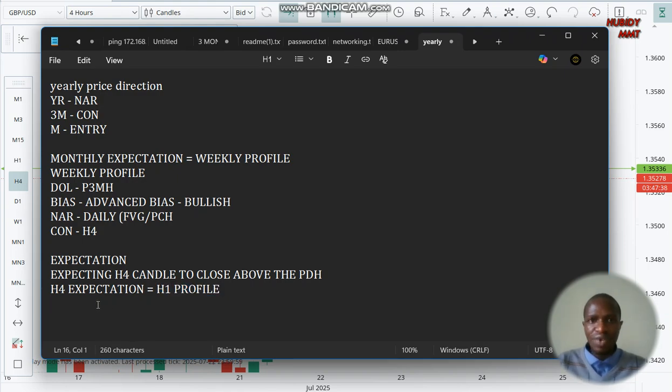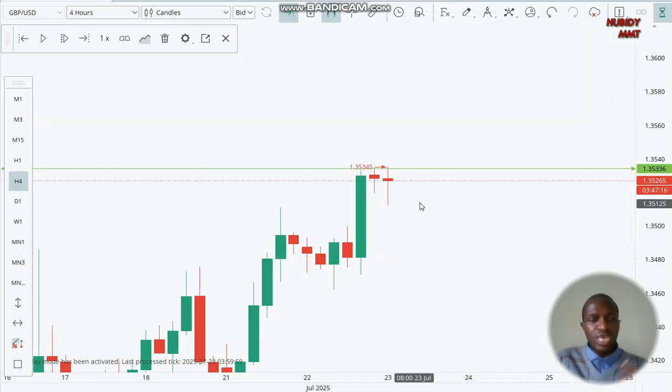So quickly, I'll just list down H1 profile. So H1 profile, our draw is the previous daily high, which is our expectation. Our bias, we are saying at least 2 1-hour candles. So this is where we are still there. So let me just put question marks and then we start. So we are saying at least 2 4-hour candles.